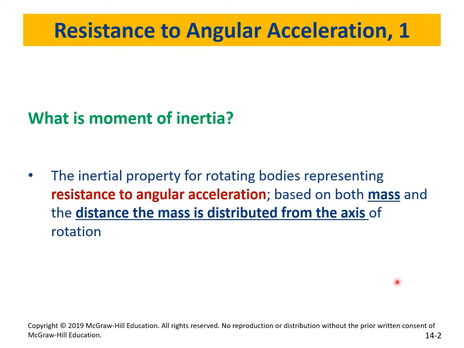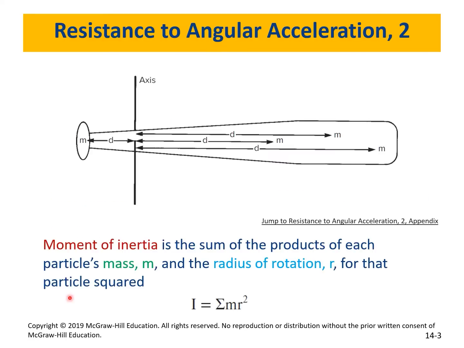So it's mass multiplied by the distance from the axis of rotation squared. And this is an example. If you look at this, the moment of inertia is the sum of the product of each particle's mass, m, and the radius of rotation, r, for that particle squared. So let's say this is a bat, right?